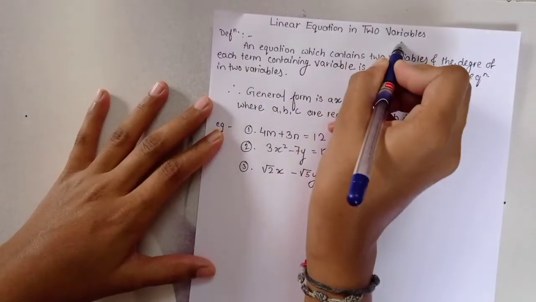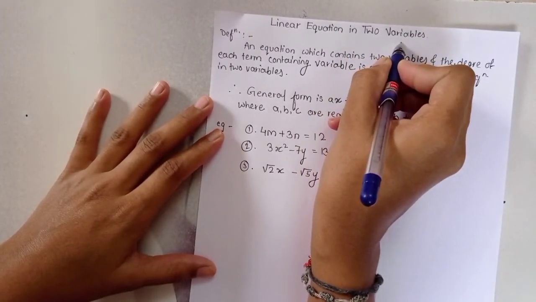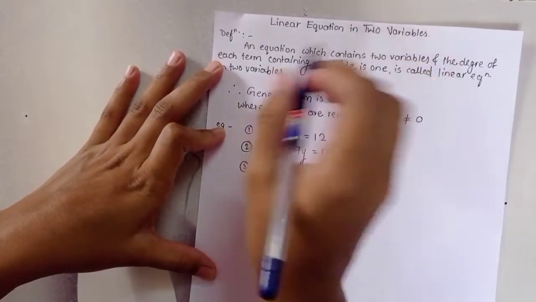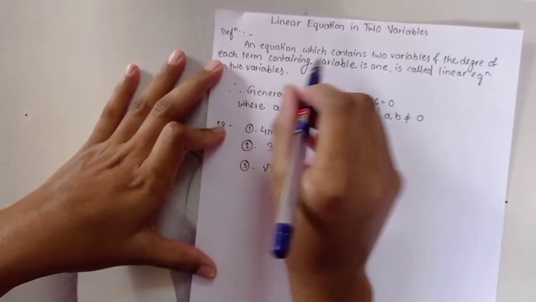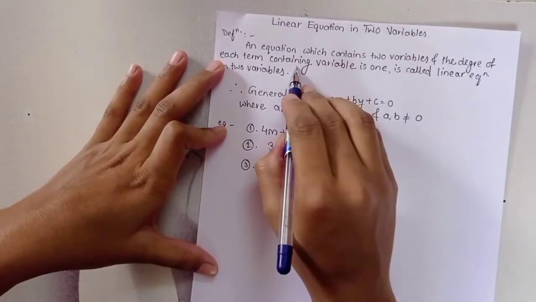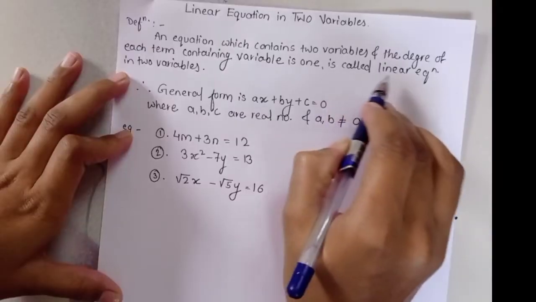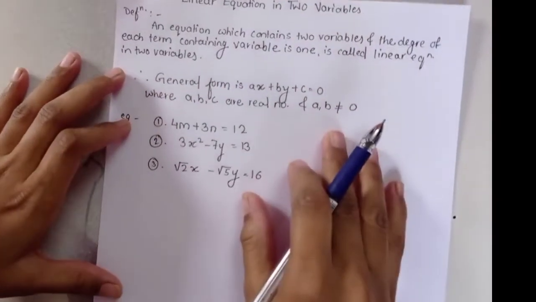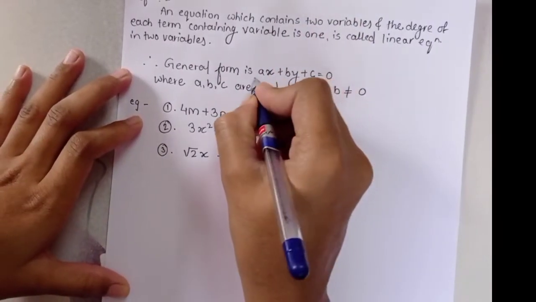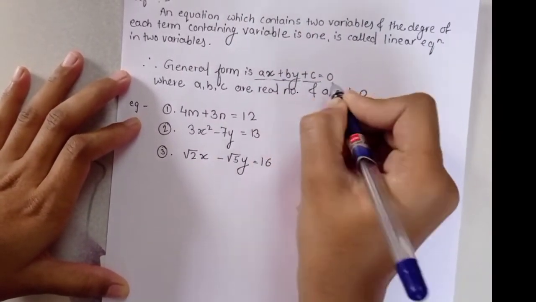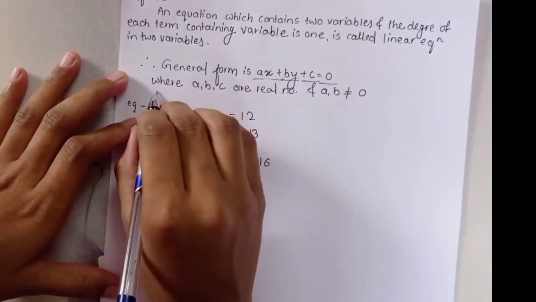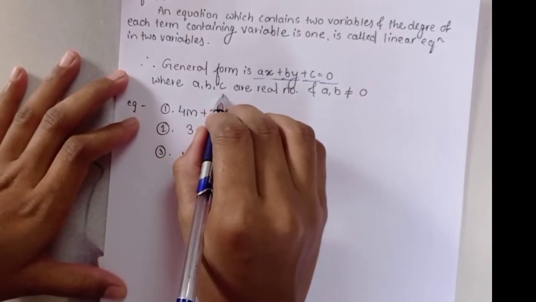Linear equation in two variables. According to the textbook definition, an equation which contains two variables, and the degree of each term containing a variable is 1, is called a linear equation in two variables. The general form of this linear equation in two variables is written as ax plus by plus c is equal to 0. The condition that applies for this equation is that a, b and c are the constants.